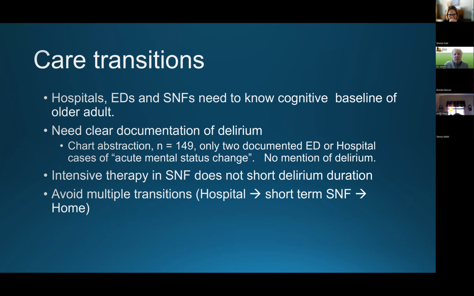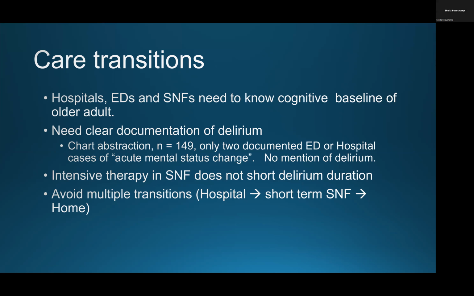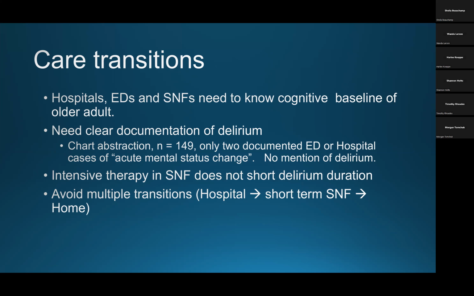And then there's some research that shows that intensive therapy and skilled nursing does not change the outcome of delirium, which is kind of disappointing. But the key point is that if you can avoid multiple transitions from hospital to nursing home to home, that's to be encouraged, to reduce the number of changes that people have.